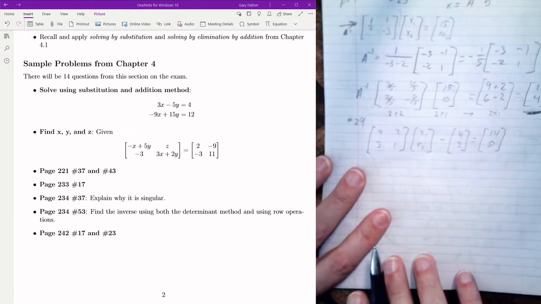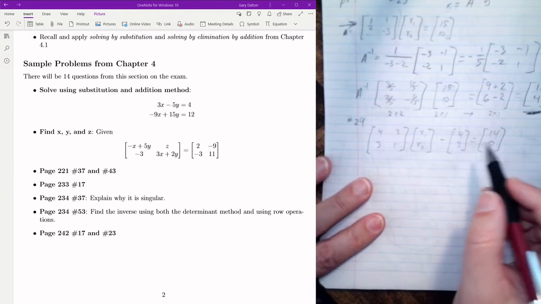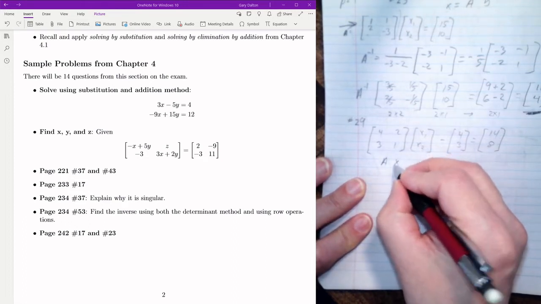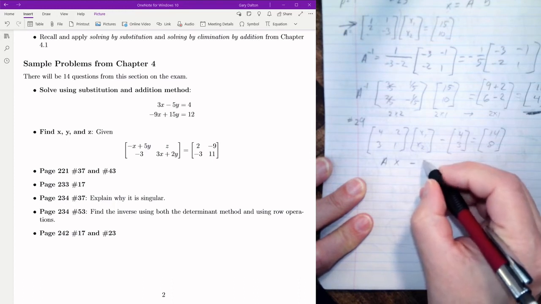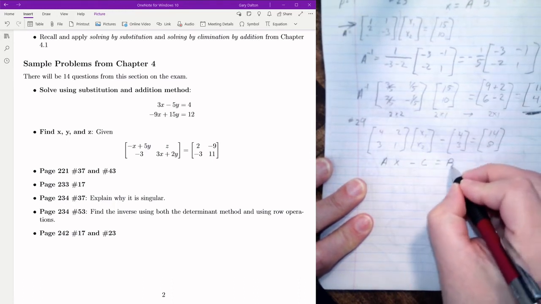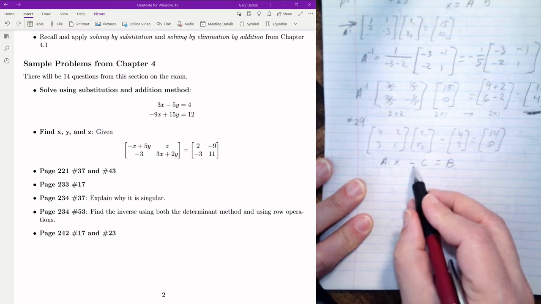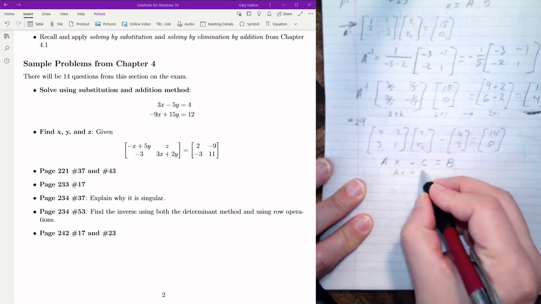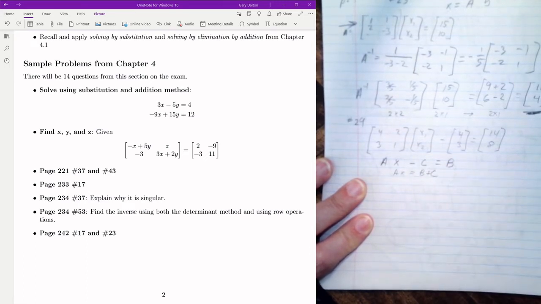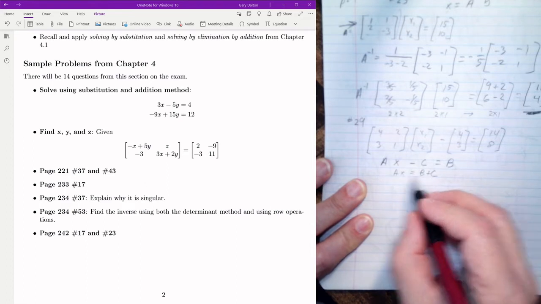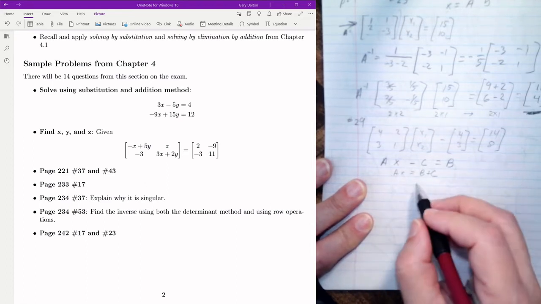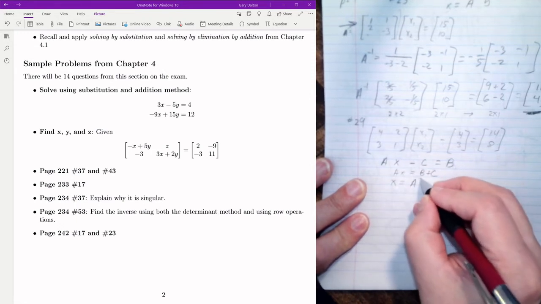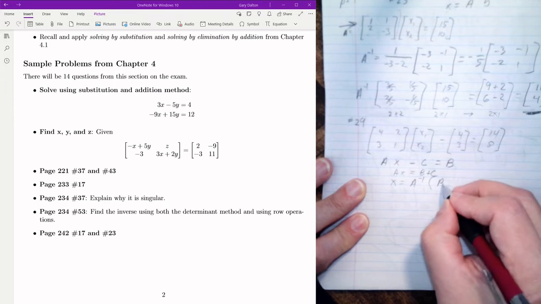Let's try number 29. So this is similar. We're just going to write it out a little bit differently. So we have AX minus C equals B. Well, add C to both sides and we'll end up with AX equals B plus C. And then we can take A inverse of this and solve this. So then we can do X equals A inverse times B plus C.